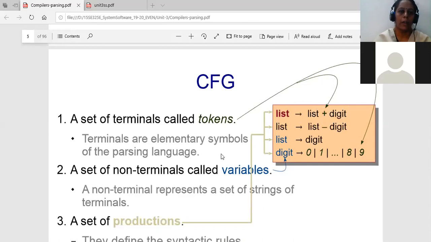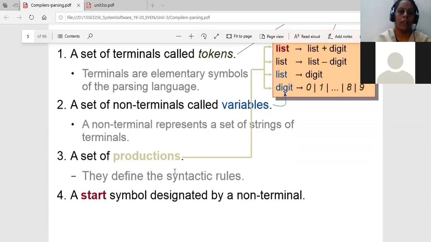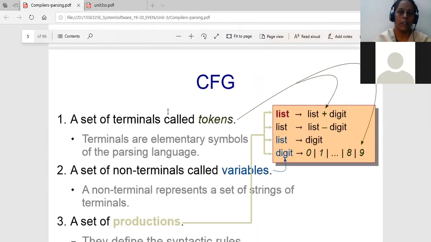So terminals are the elementary symbols. Similarly, there is a set of non-terminals, which are called non-terminals, on the left-hand side. A non-terminal is further categorized or synthesized into terminals. And also the set of productions. A set of productions is the rule we have to apply in order to get the grammar. And this is going to start with a start symbol. So these are the four things available in the context-free grammar.